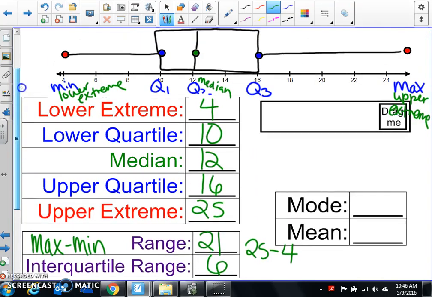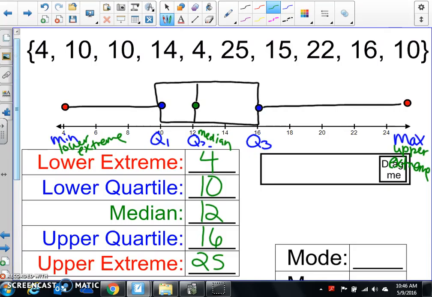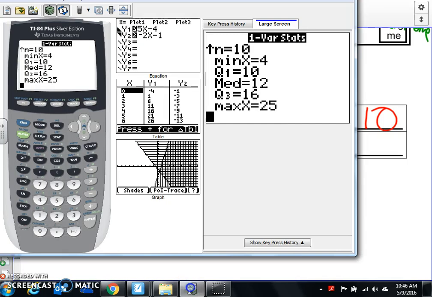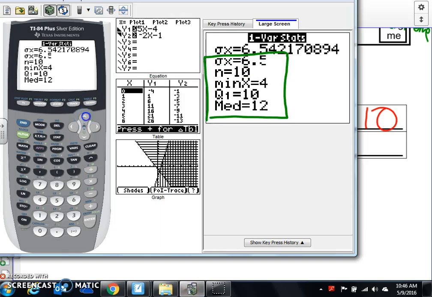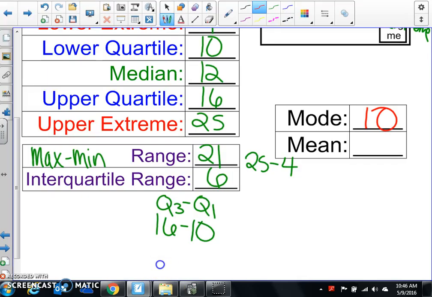The mode, this should be a nice little reminder, the mode is the one that happens the most. So if I look over here, the one that happens the most is 10. The mean is just the average. I can actually go back and look on my calculator. If I go back up, that X bar, this very first one, is my mean. So I don't even have to sit there and calculate it. I just know straight up that it's 13.